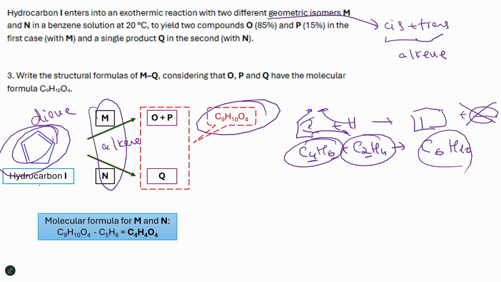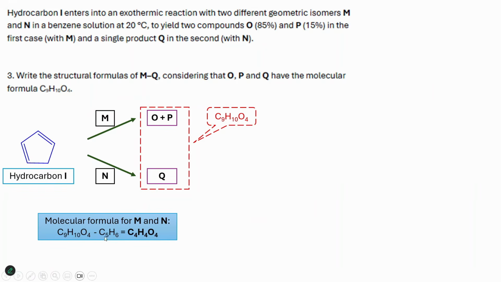We have the molecular formula for one of the reagents, which is C5H6. So we can easily subtract. My point here is that it doesn't work every single time, but in this specific case, we are sure that our reaction is a pure combination reaction with no additional side product. So by applying this, we find out that the molecular formula for M and N is C4H4O4.